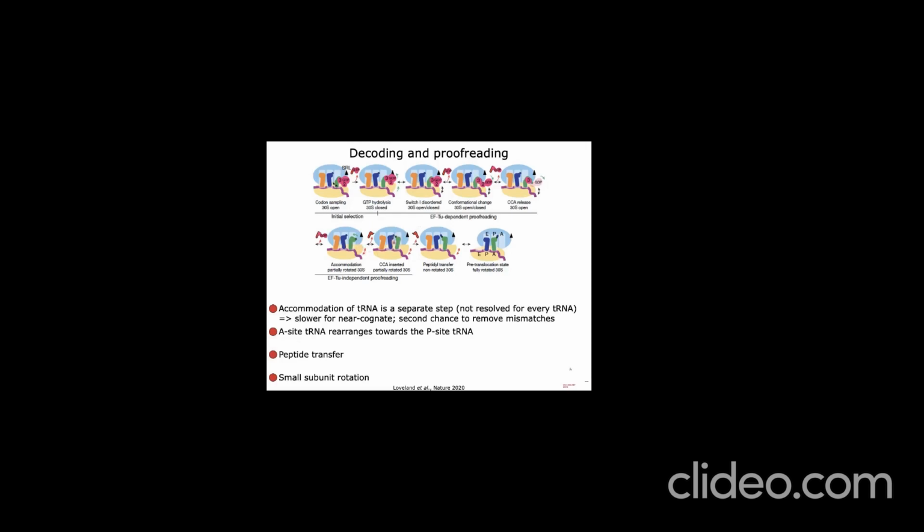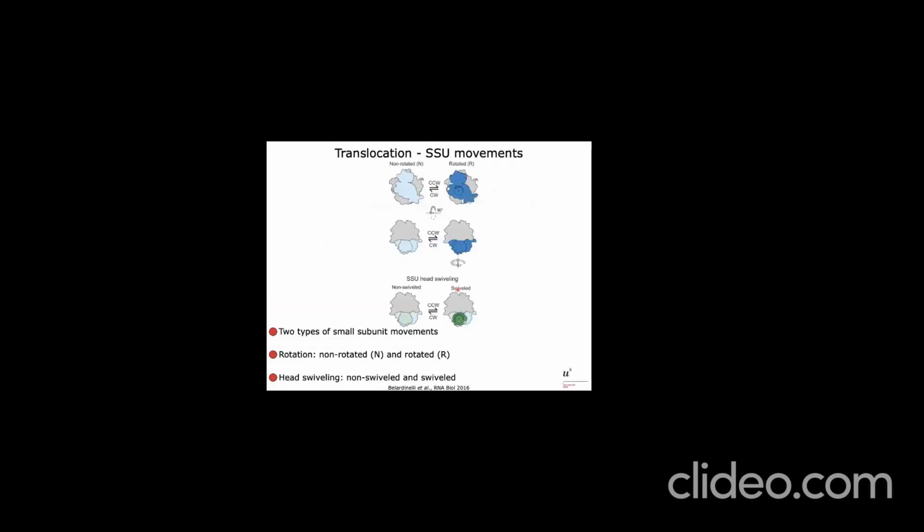Now the tRNA has reoriented towards the P site tRNA, and now the transfer of the amino acid from the P site tRNA to the A site tRNA can happen, which will then lead to a translocation of the A site tRNA to the P site. And that happens through a rotation of the small subunit.